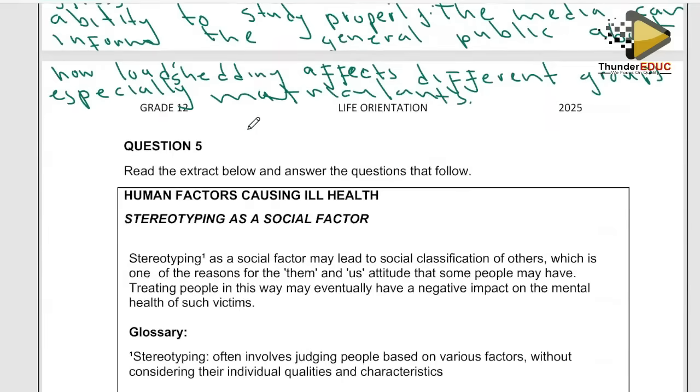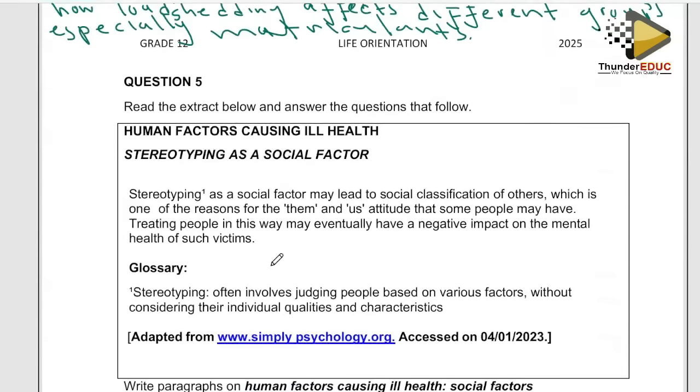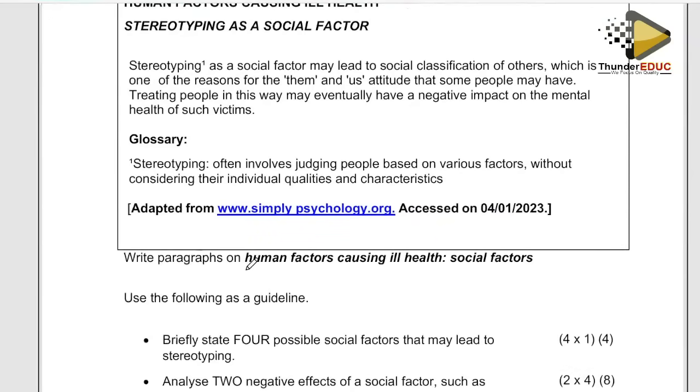Question 5 reads: read the extract below and answer the questions that follow. Human factors causing ill health. Stereotyping as a social factor. Stereotyping as a social factor may lead to social classification of others, which is one of the reasons for the them and us attitude that some people may have. Treating people in this way may eventually have negative impact on mental health of such victims. Stereotyping often involves judging people based on various factors without considering their individual qualities and characteristics. Adapted from simplypsychology.org. Write paragraphs on human factors causing ill health, social factors.